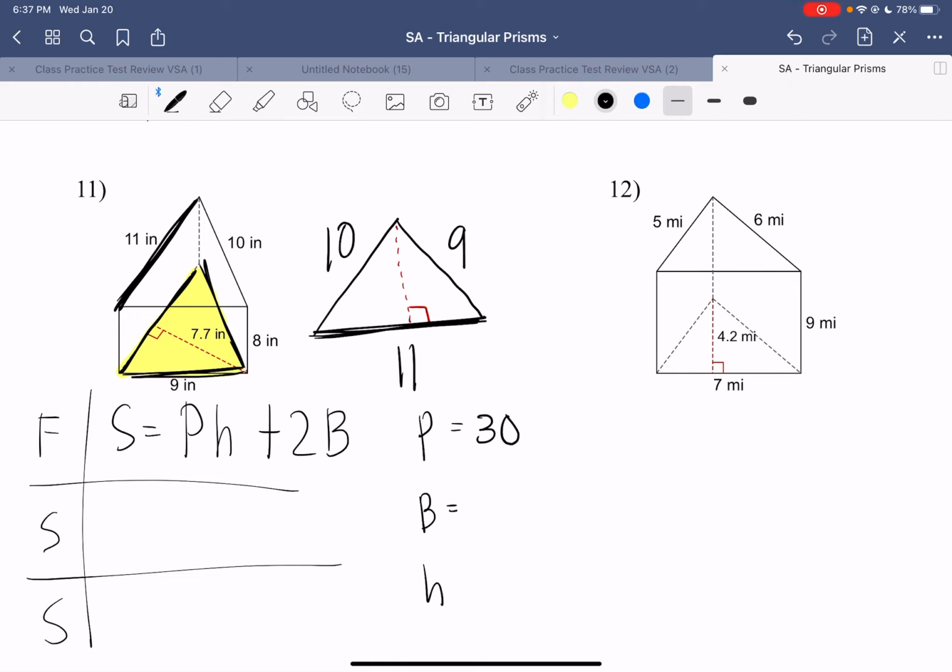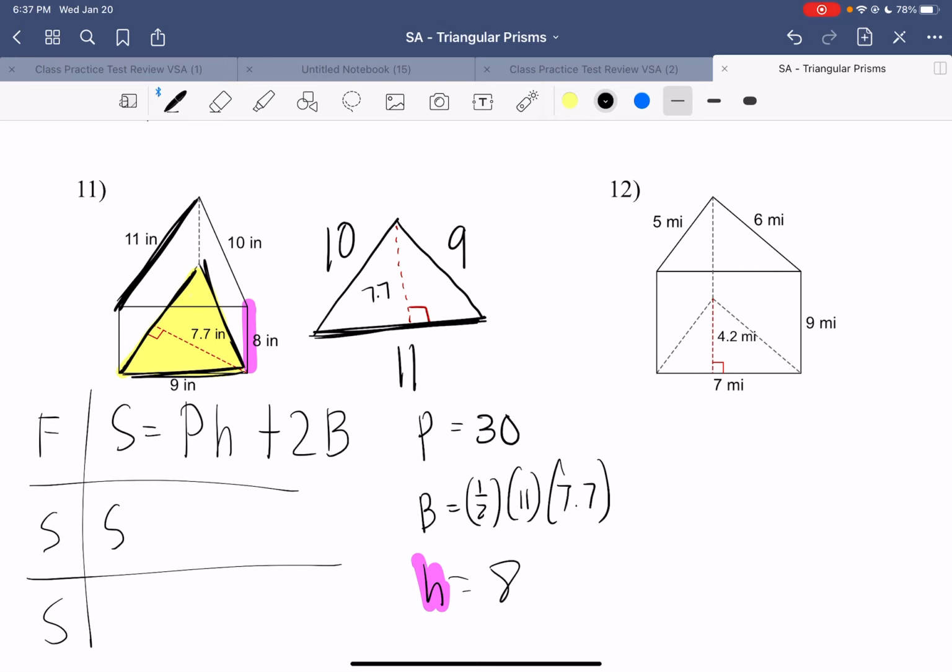And then the area of our base, we have 1/2 times the base, which is 11, times the height, which is this red line here, which is 7.7. And then the height of our prism is this number we haven't used yet, which is 8.